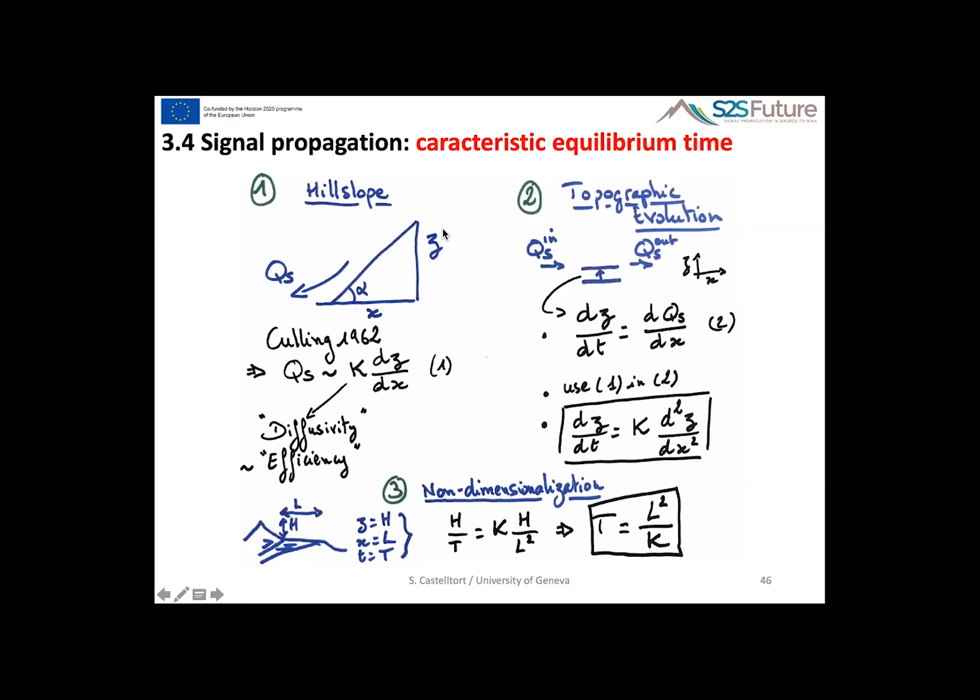Here I am at a slope. So this is elevation and this is distance, and I'm looking at the slope here. It could be 100 meters high, for instance. Culling measured the flux on slopes. He measured Qs, and he related it to alpha, the slope, and marked that the flux at the bottom of a slope is actually proportional to the slope. Okay, if you have a steep slope, you have flux out of it. If you have a gentle slope, you have much less sediment. And he said that Qs is proportional to dz over dx, because dz over dx is actually the slope.